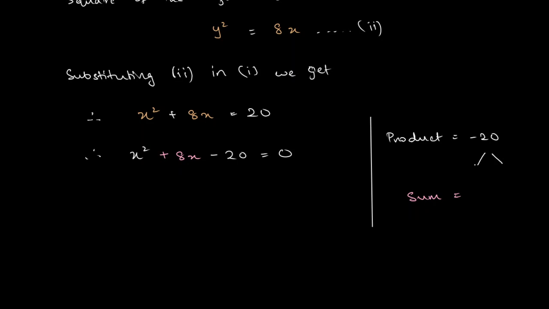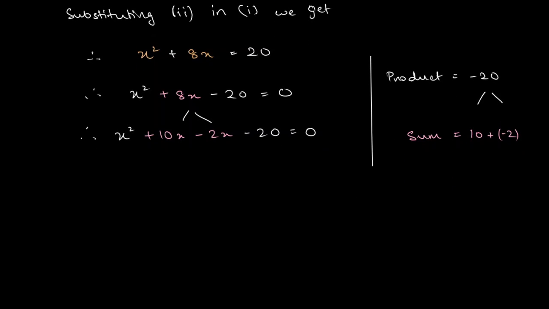So two numbers multiplied to give me minus 20 and added to give me plus 8 will be 10 into minus 2. So 10 into minus 2 is minus 20, and 10 plus minus 2 is plus 8, right? So therefore, that's the way I'm going to split the middle term. x square, instead of 8x, I'll write plus 10x minus 2x. Split the middle term. Minus 20 is equal to 0.